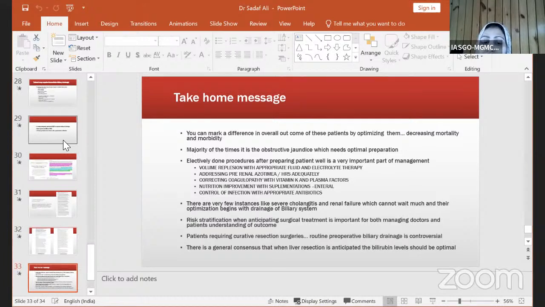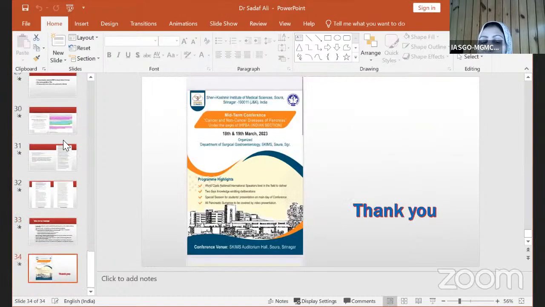In patients requiring operative resection surgeries, routine preoperative biliary drainage is controversial. And there is general consensus that when a major liver resection is anticipated, the bilirubin level should be optimal. Thank you for your patient hearing.